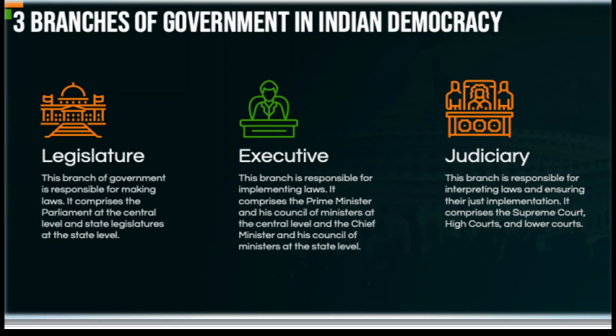Now come to the three branches of the government in a democracy: legislature, executive, judiciary. Legislature has the responsibility of making laws, and here you have the Parliament at the central level and the state legislature at the state level. Executive has the responsibility of implementing laws. Here you have the Prime Minister and his Council of Ministers at the central level and the Chief Minister and his Council of Ministers at the state level.